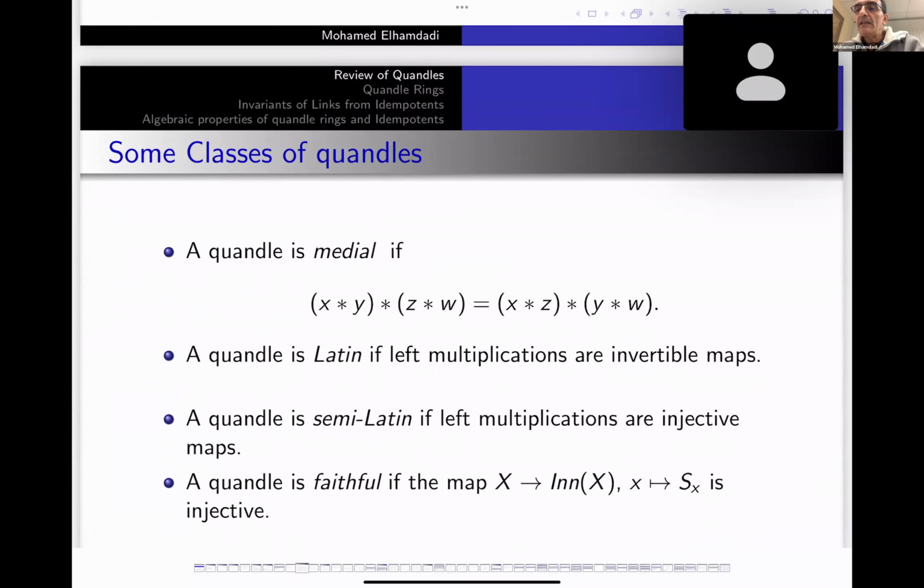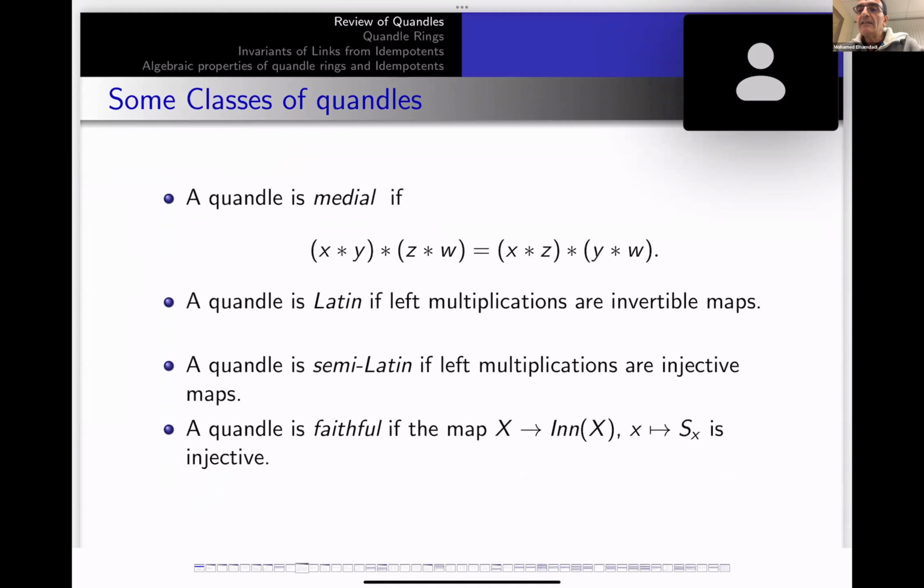A quandle is called medial if it satisfies the following property. If you have 4 elements, X star Y star Z star Y, you can swap basically the middle ones, and that's why it's called medial. David Joyce called it abelian quandle, but abelian quandle may be misleading, thinking of it as a commutative quandle. There is a reason why he called it abelian quandle, but okay. A quandle is Latin if left multiplications are invertible maps. In general, when you have a quandle, we do not require anything on the left multiplication. We only require right multiplication to be invertible maps.